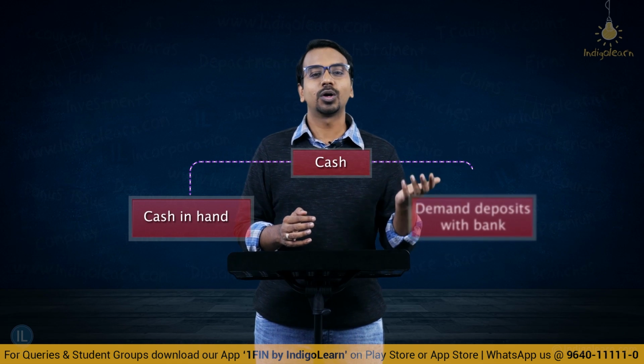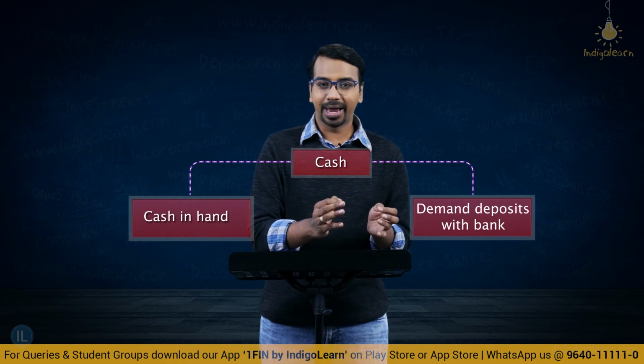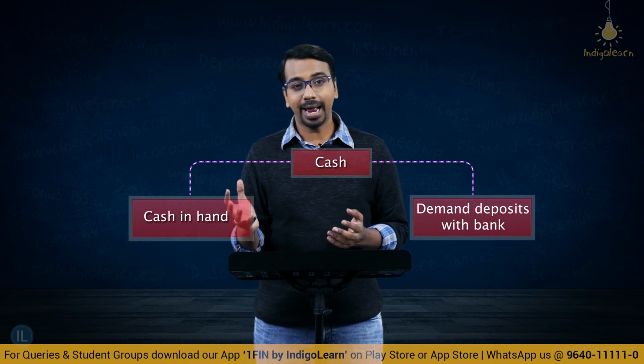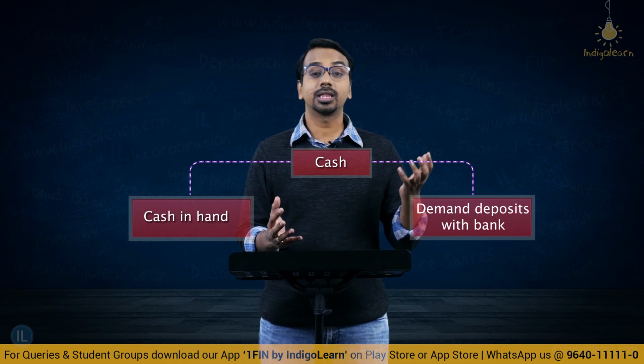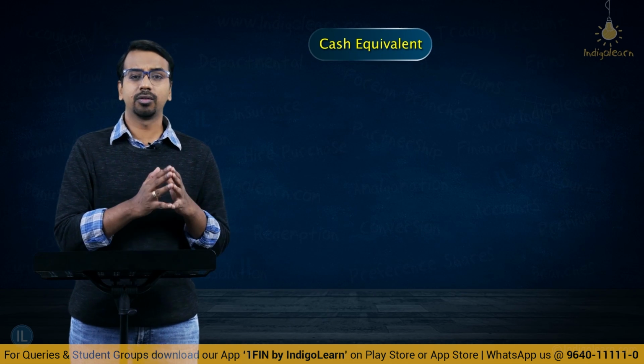So what does cash include? Cash includes cash in hand and demand deposits with bank. Now we have understood the meaning of cash. What is cash? Cash on hand plus demand deposits with bank. Now we will understand what is the meaning of cash equivalent. Now what is this cash equivalent?